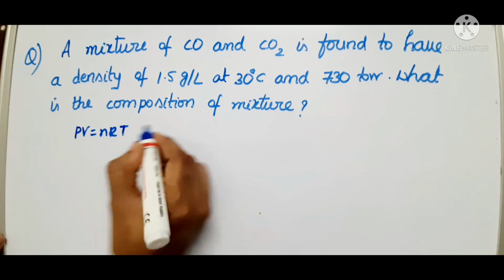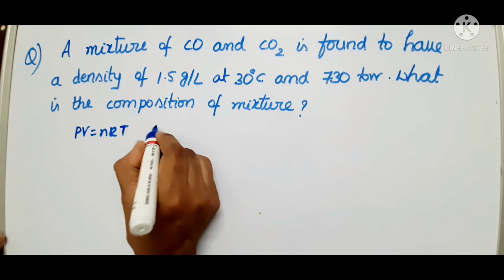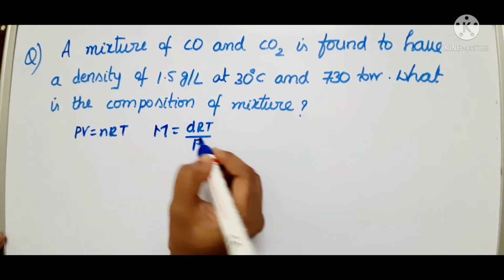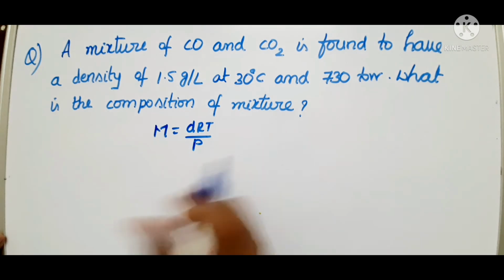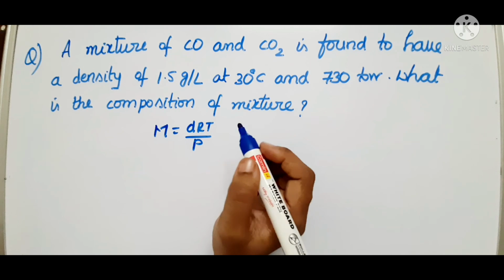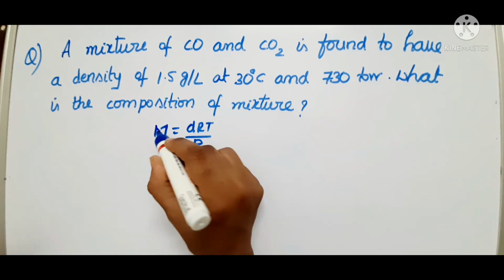Thereby you have the equation M equal to dRT by P. This is the equation you have to use. Why? Because you have to know the molecular mass of that gaseous mixture to get its composition. That's why you have to calculate M.